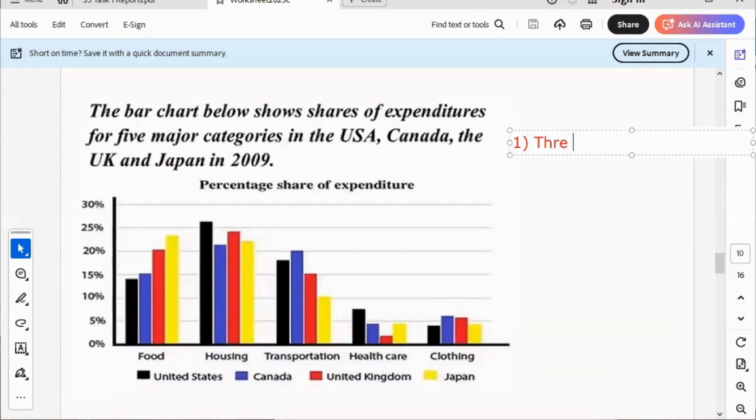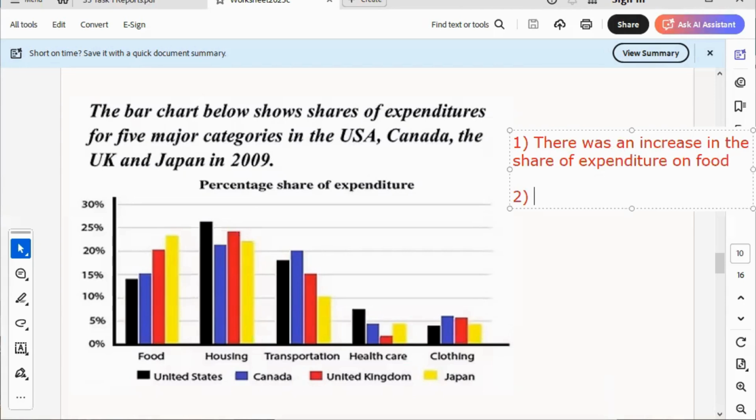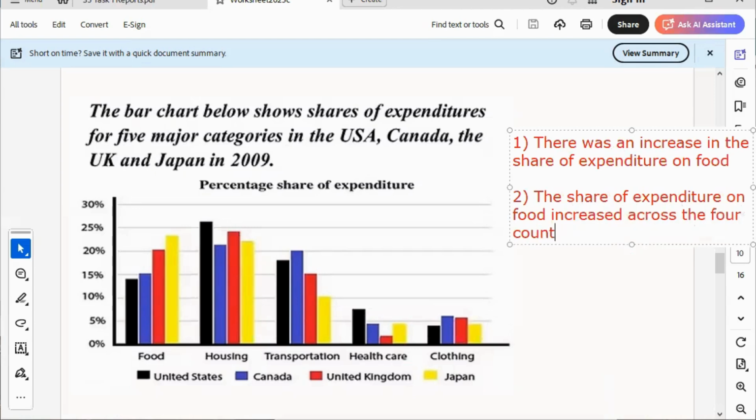There was an increase in the share of expenditure on food. That is sentence one. Okay? The share of expenditure on food increased across the four countries.